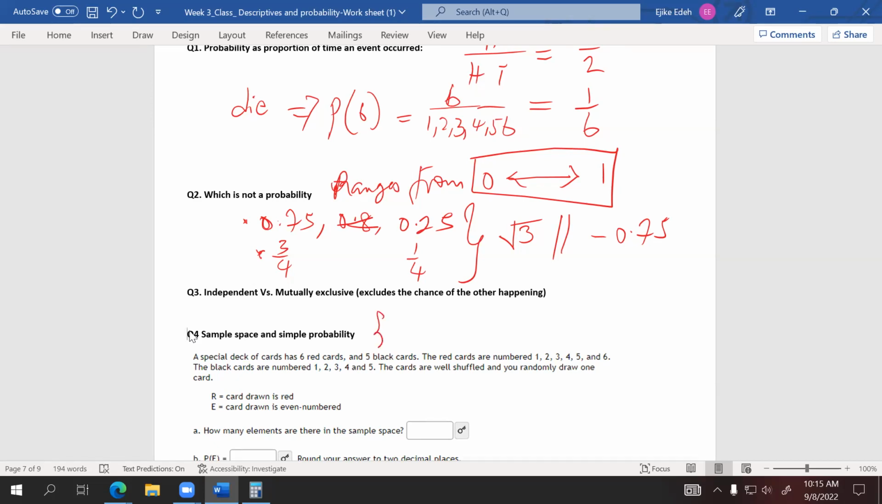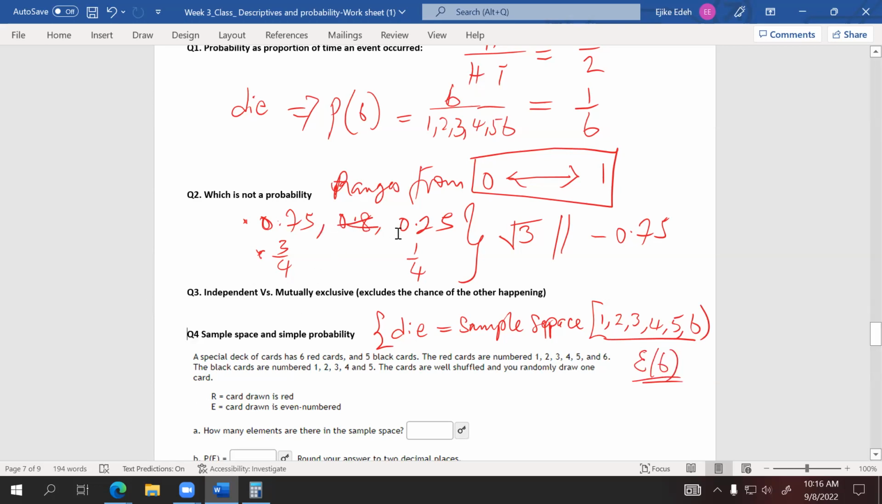So sample space, a sample space is simply all the items in that space. So for a 6-sided die, the sample space will be all the numbers that are possible. So I have 1, 2, 3, 4, 5, and 6. And that is the sample space for the die. So it has 6 elements. So we could say that the sample space has 6 elements.